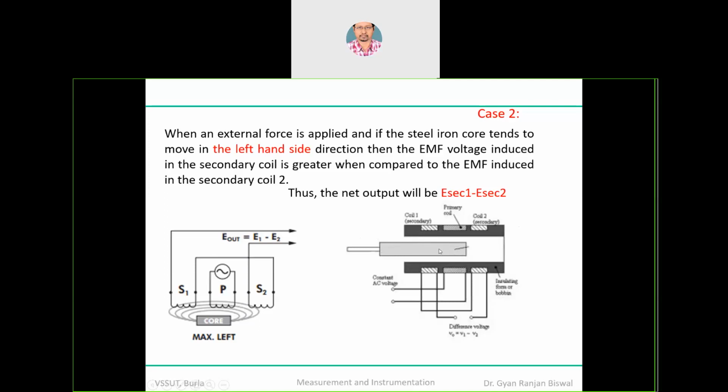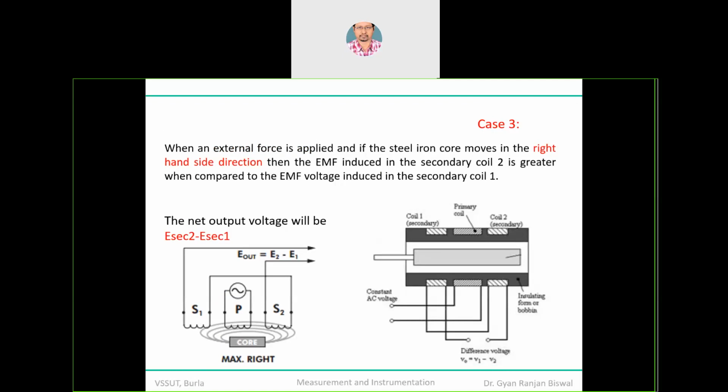Because the core is moving to the left half side, E1 is increasing and E2 is reducing. The final output is that you will get the maximum E1 and E2 is equal to 0. So in that case, E out is nearly equal to E1, or it is exactly equal to E1. Okay? So the electromotive force voltage induced in the secondary coil is greater when you compare it with the other secondary coil. That is case number 2.